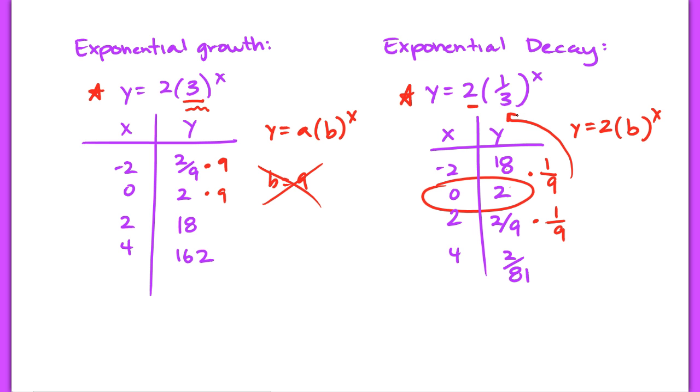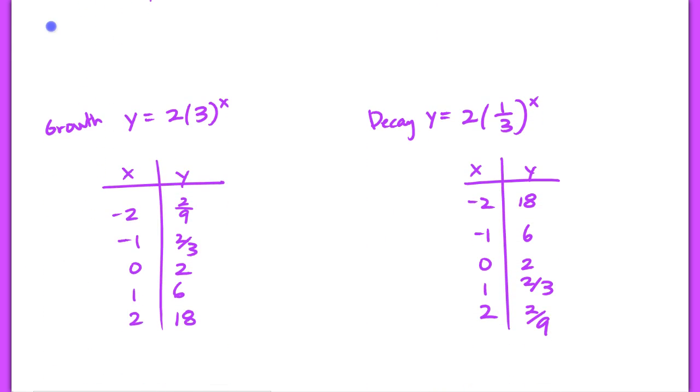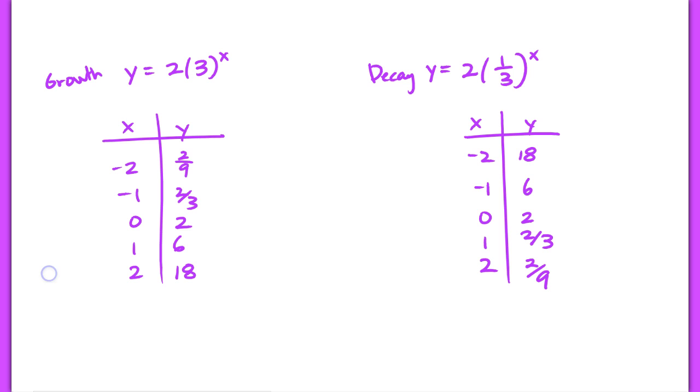The reason for this is because my data table's x values do not increase by 1. Now if I come down here, it's the same exact function, but the data tables have been filled in so that they increase by 1. Each one of these increases by 1. Now you're going to see that your multiplier 3 is consistent.